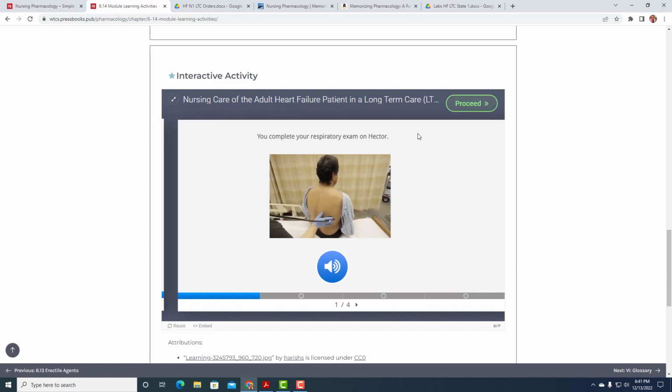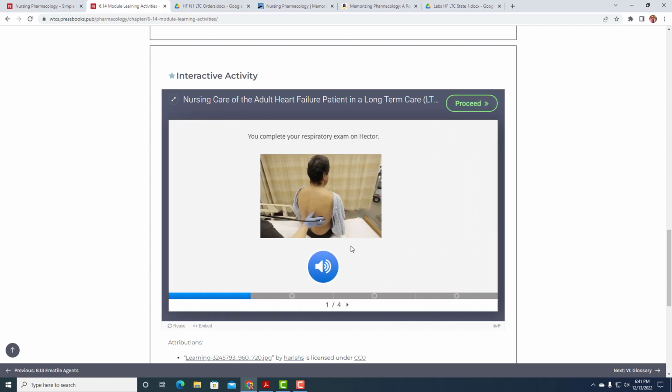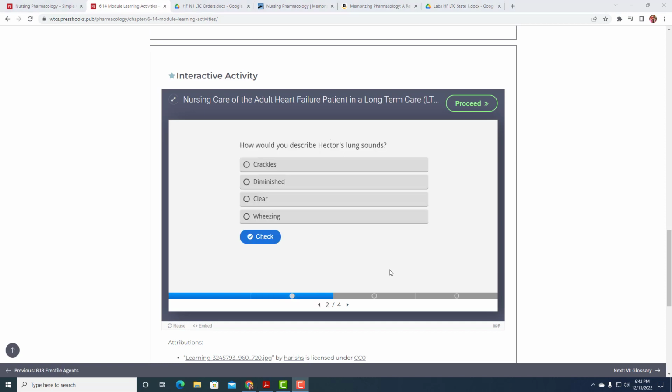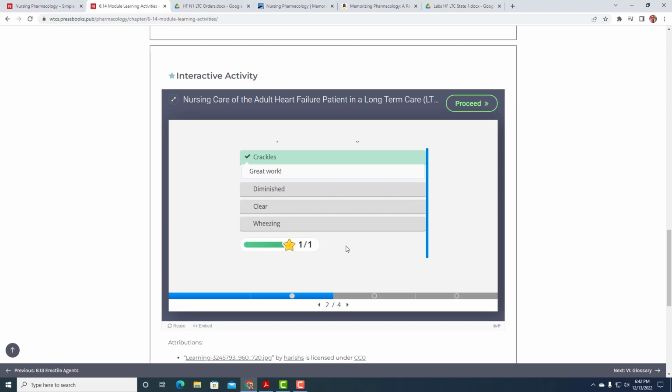All right, so we complete the respiratory exam, and it's kind of cool here. You can have a listen to it. Would you say those were crackles, diminished, clear, or wheezing? I think we would go with crackles. It was a little bit of sound in there. It certainly wasn't clear, but we didn't really hear wheezing in there. I know it's a little bit hard to hear, but you can play the video on the slide as well.